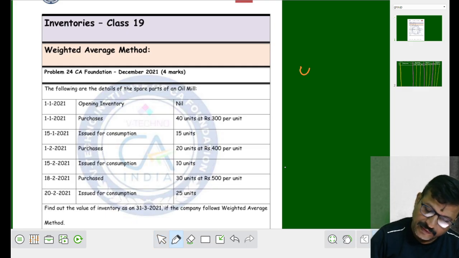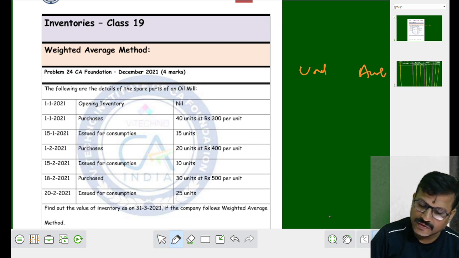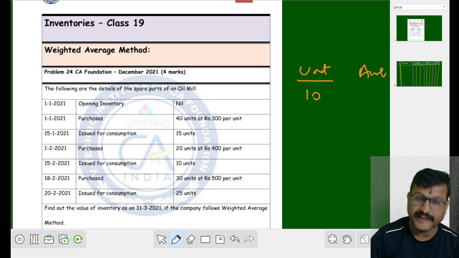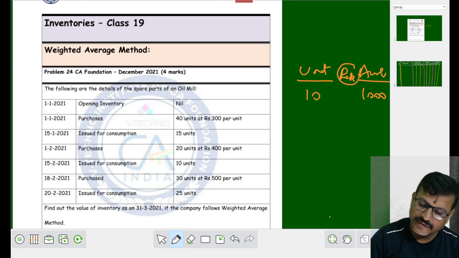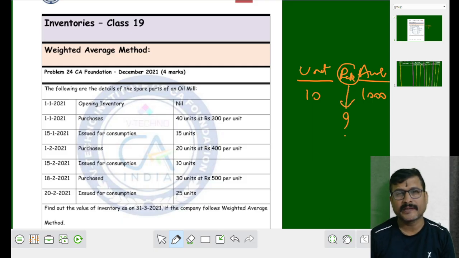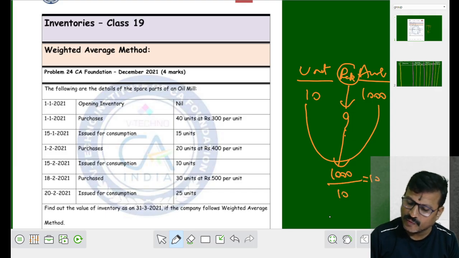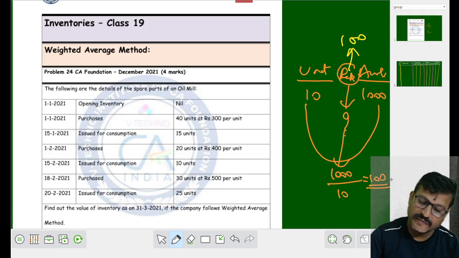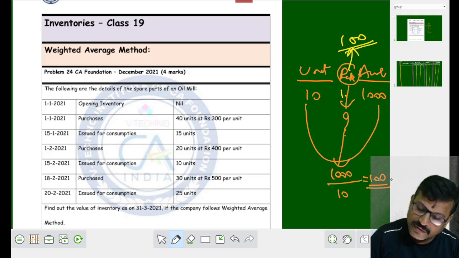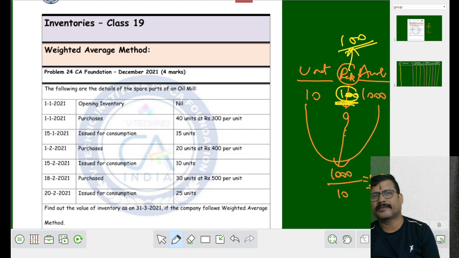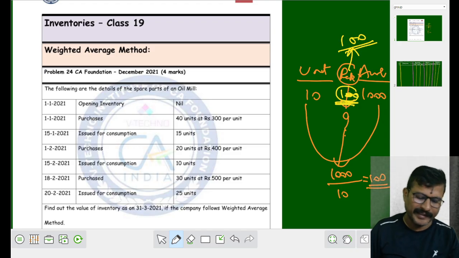First, what we have to take? There is units, there is an amount. For example, units are 10, amount is 1000. Now what we have to work out? We have to work out the rate. Under weighted average method, how to work out the rate? Amount 1000 divided by 10 units, you are getting 100 rupees. My dear student, this 100 rupees is called a rate. This is called the weighted method. Did you understand how to work out the rate under weighted method?